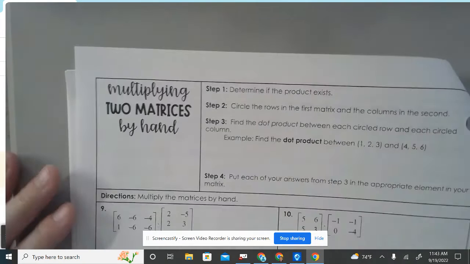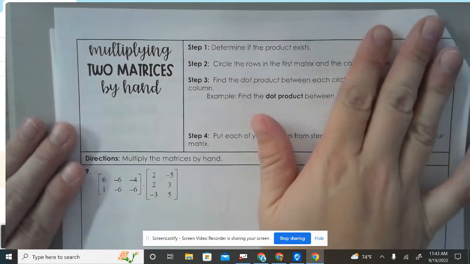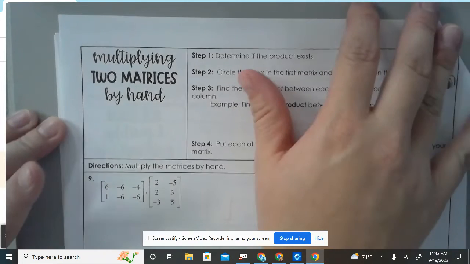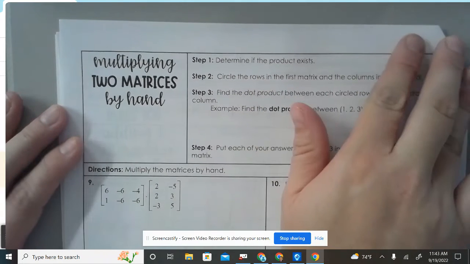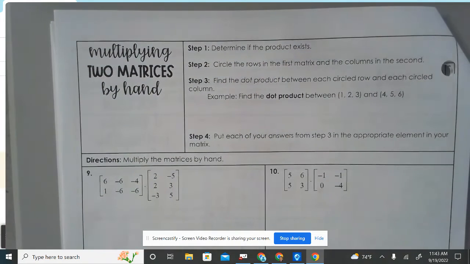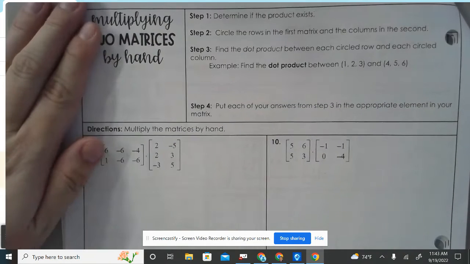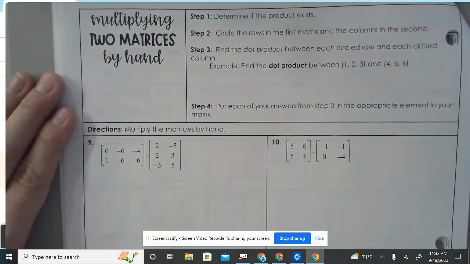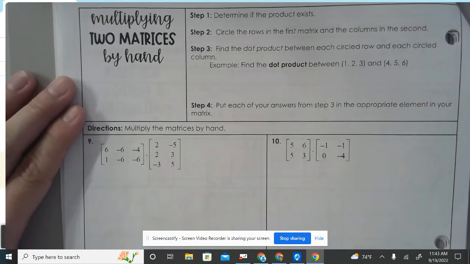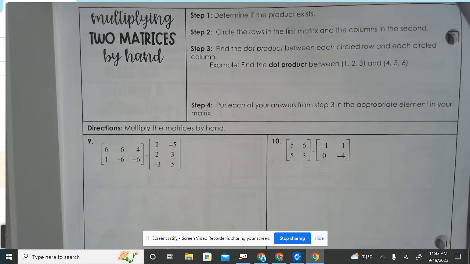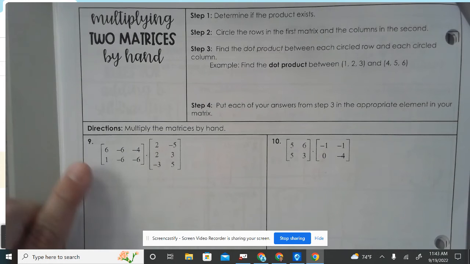So now we're going to get into actually doing the multiplication. A lot of calculations we're going to have. The more elements that are in our answer, the more calculations we have to do. So we're going to work through these steps, starting with question number 9. We're going to start out by determining if we can even do the multiplication.